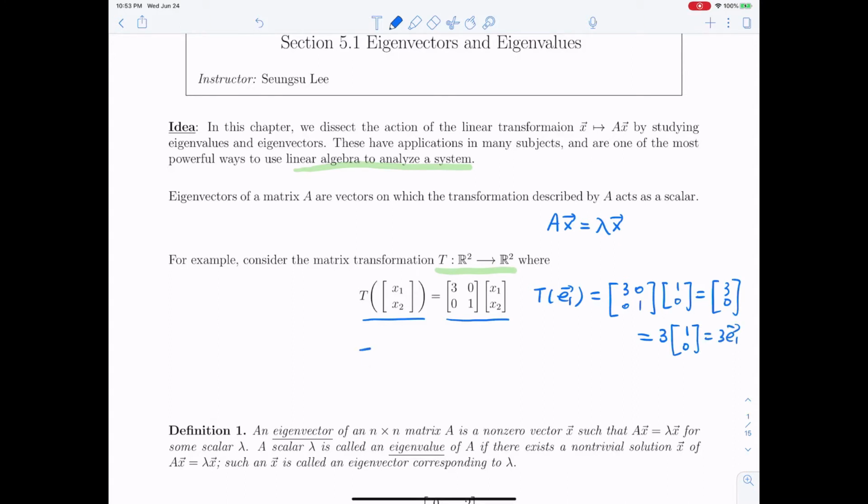And also, T of e2 is the same as the second column of the given matrix, so this equals (0, 1), or in other words, we have 1 times e2.